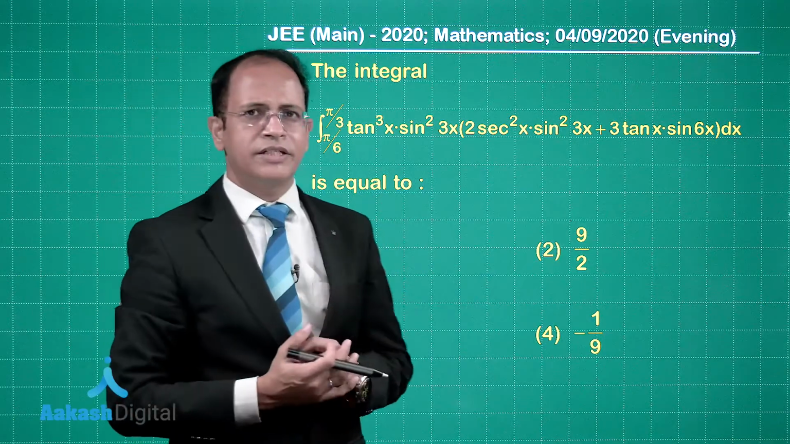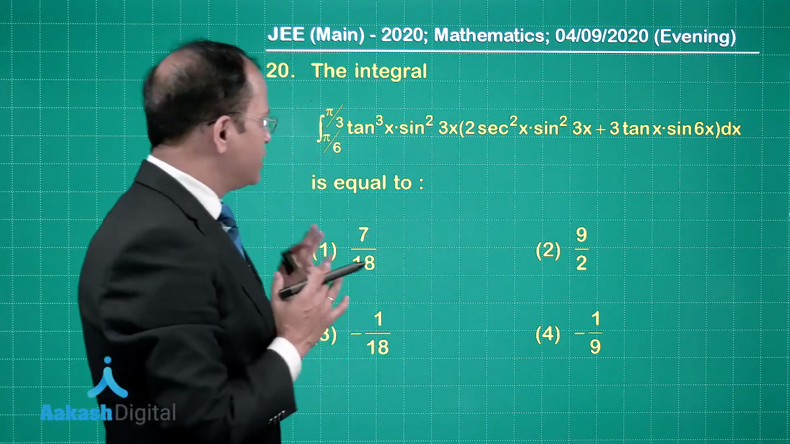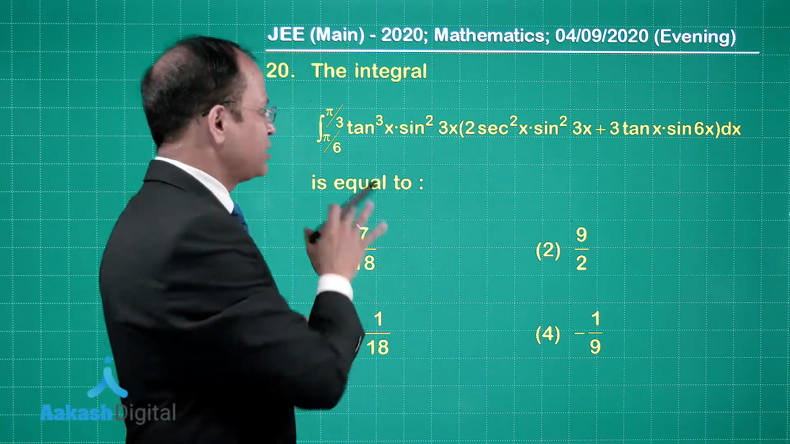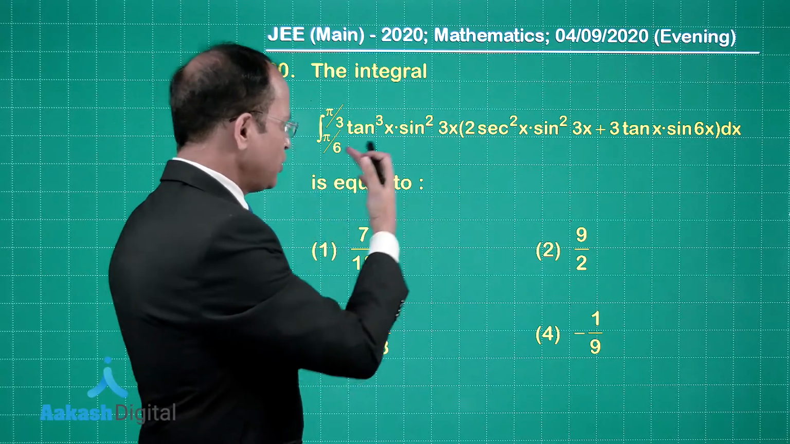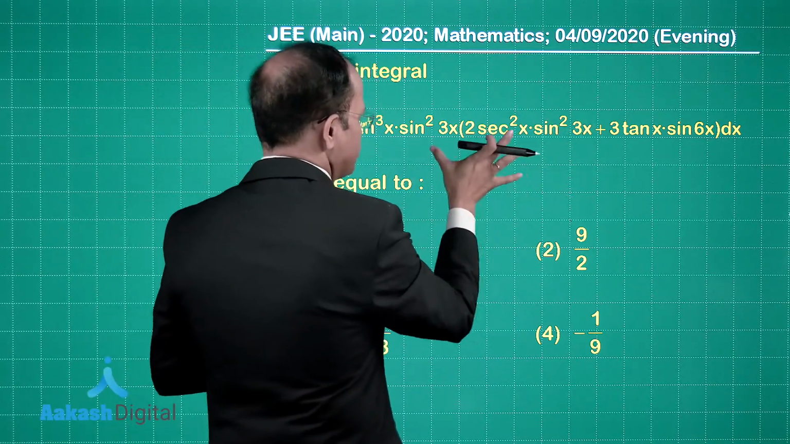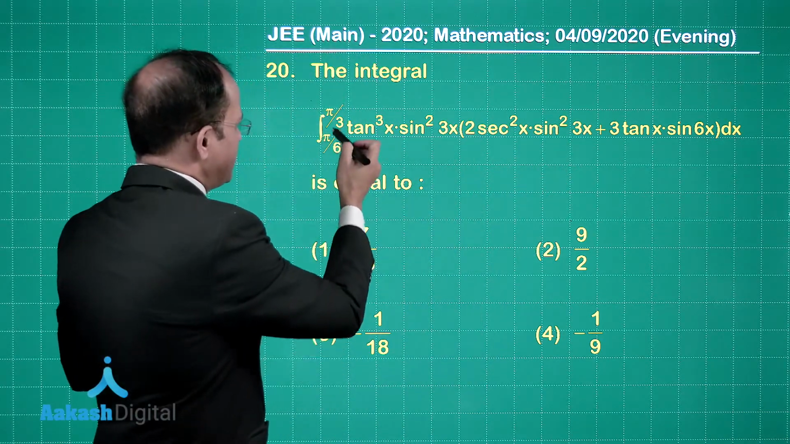Again, this is a very interesting problem we have from integration, right? If I talk about the integration part, it seems to be a very lengthy expression, so it's going to be very tough for us. But the method we are going to use here, you have to see the differential of the function, which is going to be this, right? So pi by 6 to pi by 3.